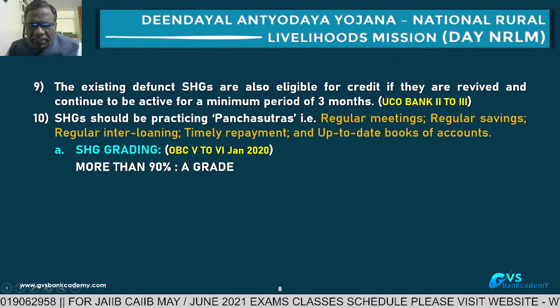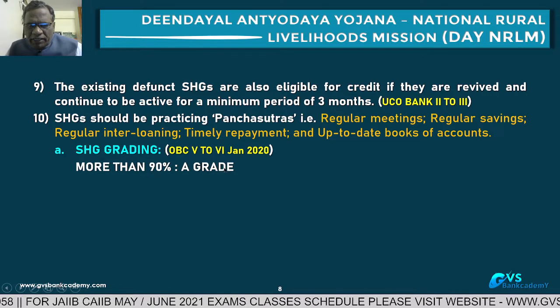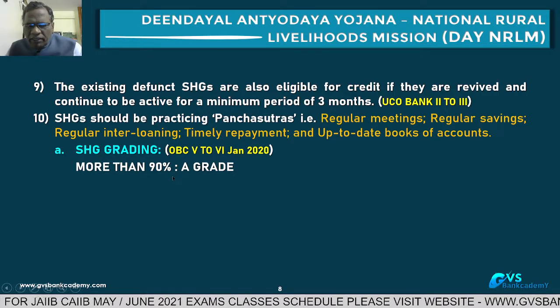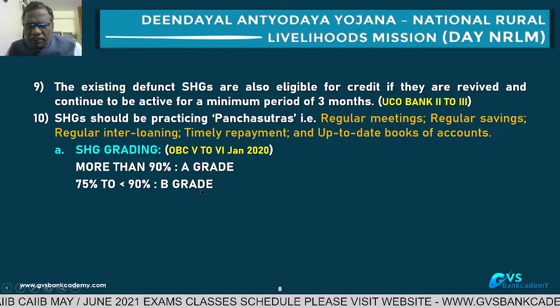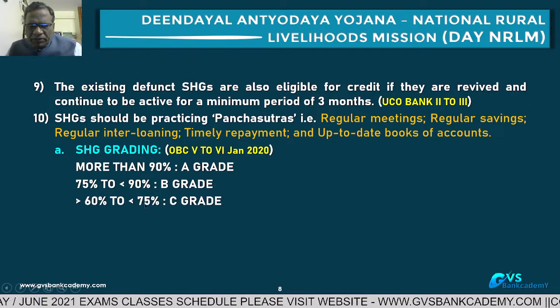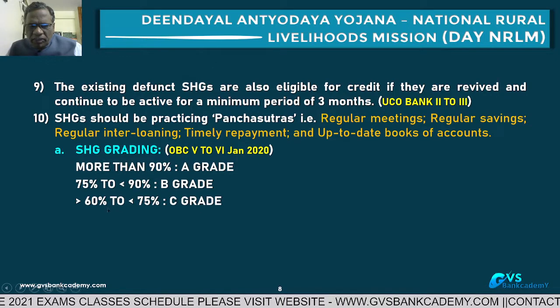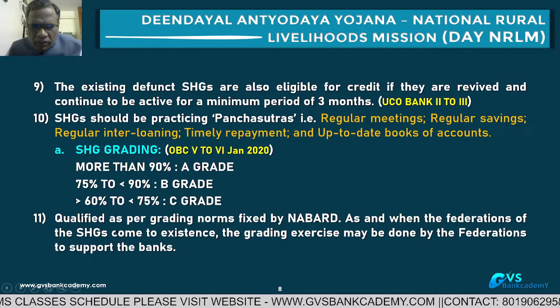If the SHG is graded based on Pancha Sutras, if it gets more than 90% of marks, A grade. 75% of marks to less than 90%, B grade. 60% to less than 75% of marks, C grade. The minimum grading required for a bank loan is C. Now, who will do the grading?